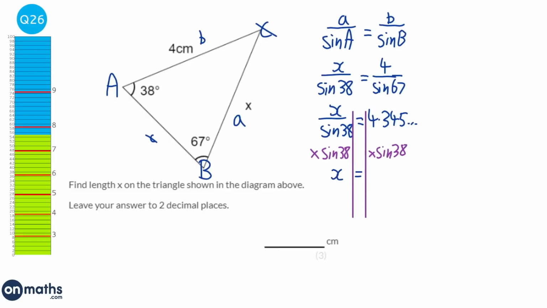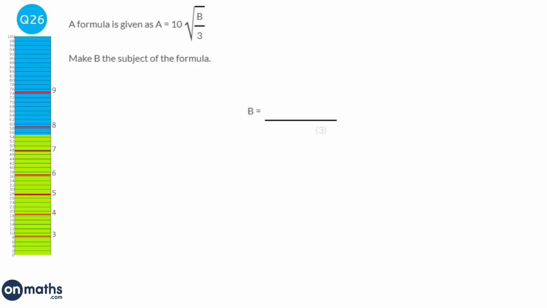And so that will give us 2.675, blah blah blah. And when we round that, we get 2.68. So we're going to start off just by copying down the same equation.